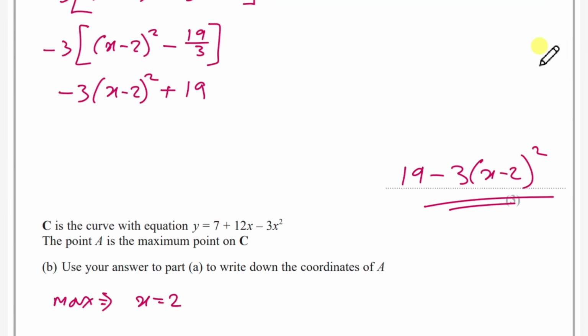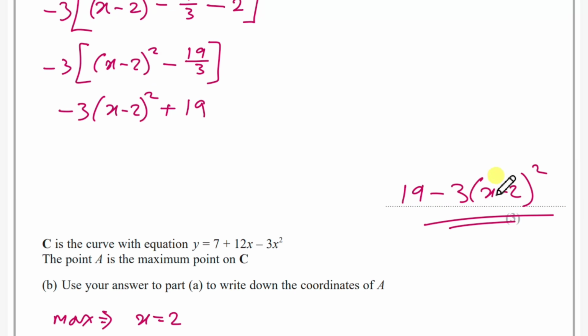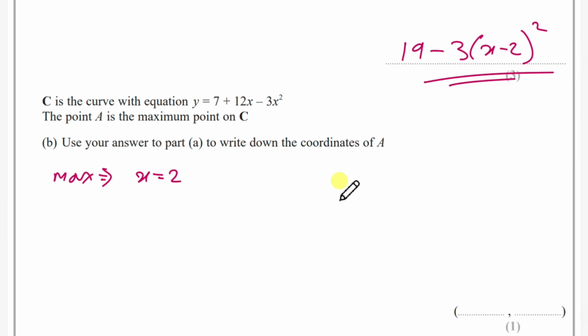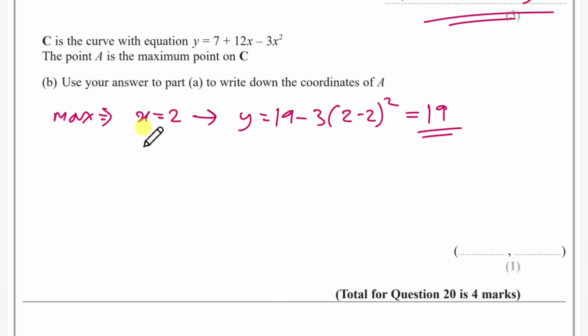So all we do now, x is 2, substitute this back into any equation you see, this equation or that equation. Let's just substitute into this equation. This is y equals, by the way, minus 3 times 2 minus 2 squared. You realize 2 minus 2 is 0, and you're left with, basically in a calculator, 19. So that should be the answer. The coordinates of A should be 2 and 19. That's it.